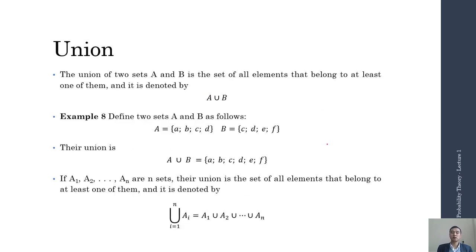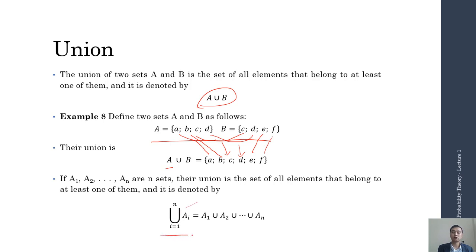The union of sets. The union of two sets A and B is the set of all elements that belong to at least one of them, and it's denoted by A union B. Define two sets A and B as following. Their union will be all elements from here: A, B, C, D, E, F. If we have two elements, double C, just write one of them. Double D here, just write one of them. All elements here, E and F. So this is the union.